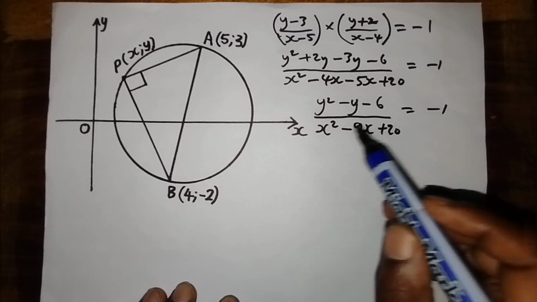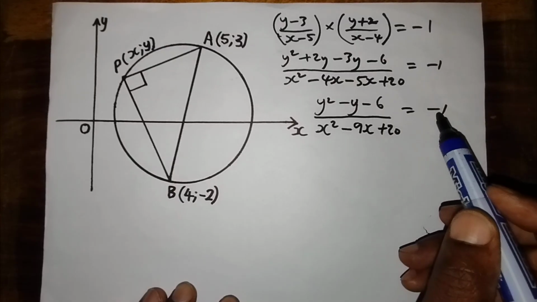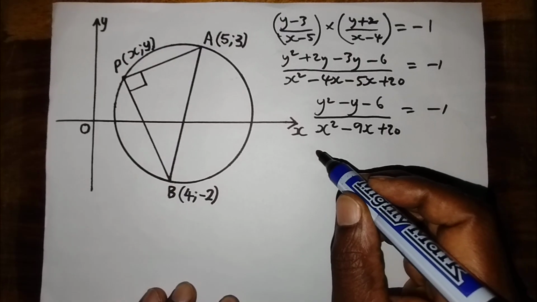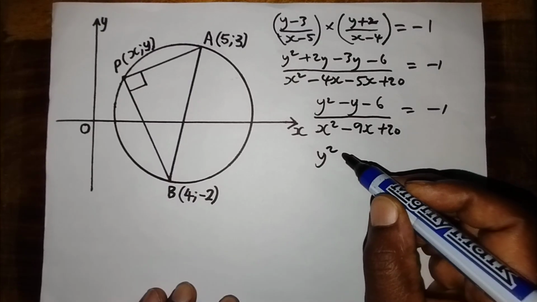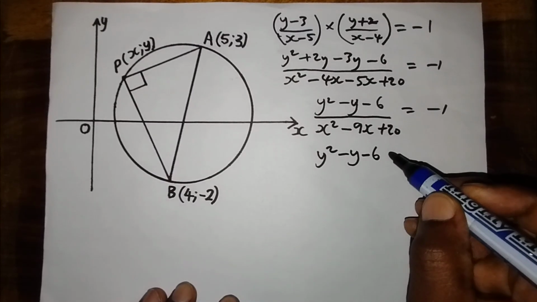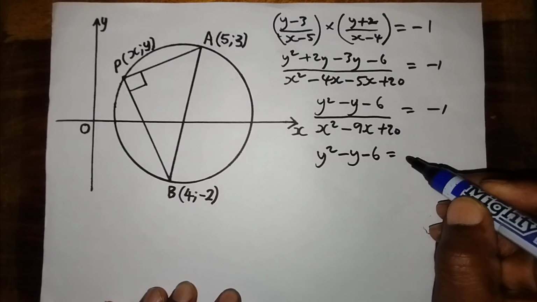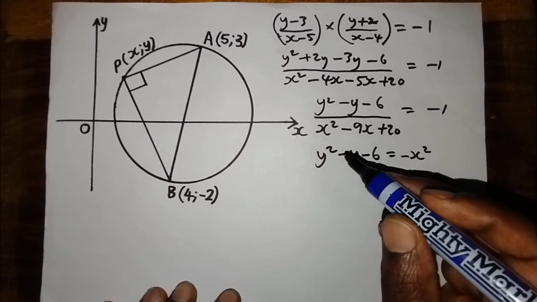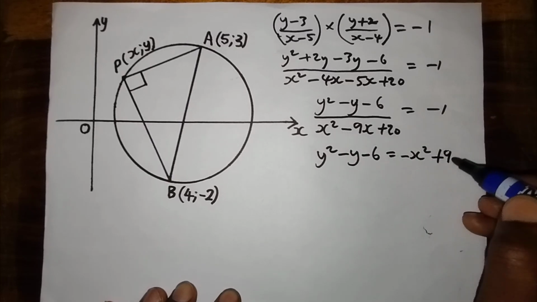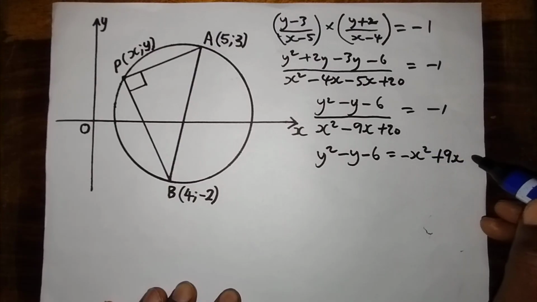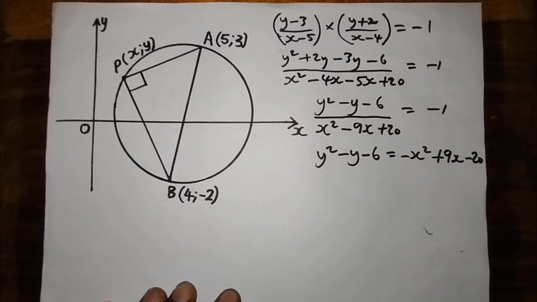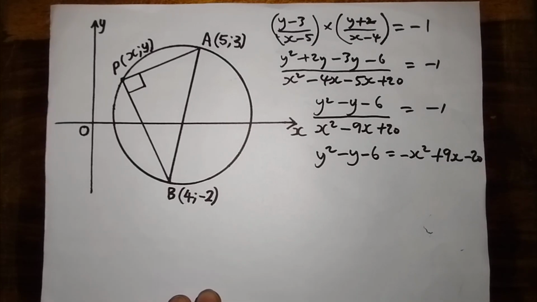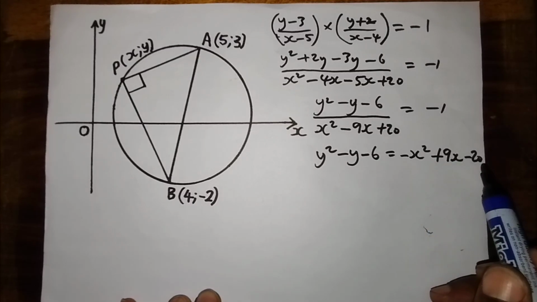We want to multiply x squared minus 9x plus 20 with minus 1. So finally we get y squared minus y minus 6 equals minus 1 times x squared, which gives minus x squared, minus 1 times minus 9x, which gives plus 9x, minus 1 multiplied by 20, which gives minus 20. Remember we are looking for the relationship between x and y, so I'm going to take all the terms on the right hand side of the equal sign to the left side.